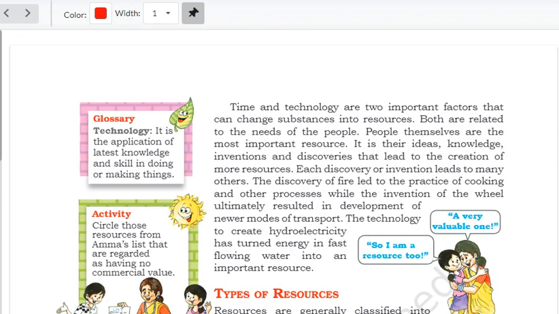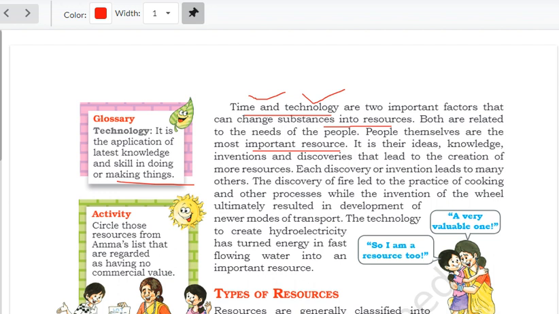Now coming to page 2, glossary: technology. It is the application of latest knowledge and skill in doing or making things. Time and technology are two important factors that can change substances into resources. Both are related to the needs of the people. People themselves are the most important resource. It is their ideas, knowledge, inventions, and discoveries that lead to the creation of more resources.